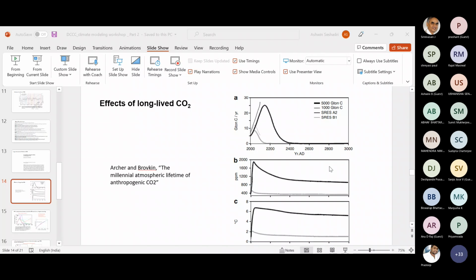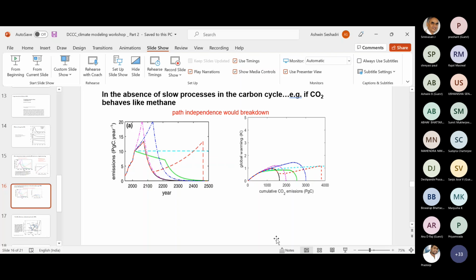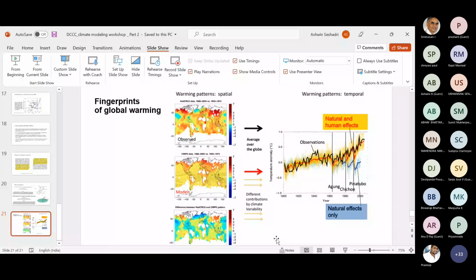Differences of observed minus model represents natural variability in the last slide. Yeah. So, okay, this is not just natural variability. It's the observed minus the fingerprint. So this is the fingerprint. This is the role of natural variability that contributes to the difference between the observed and the fingerprint.